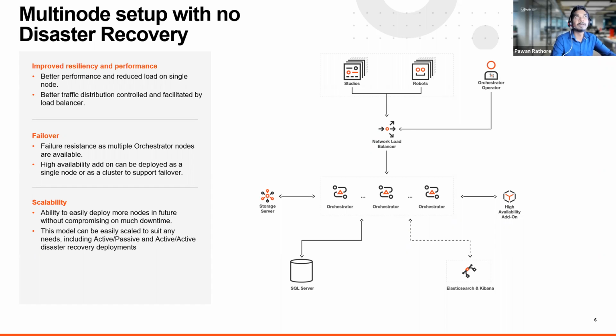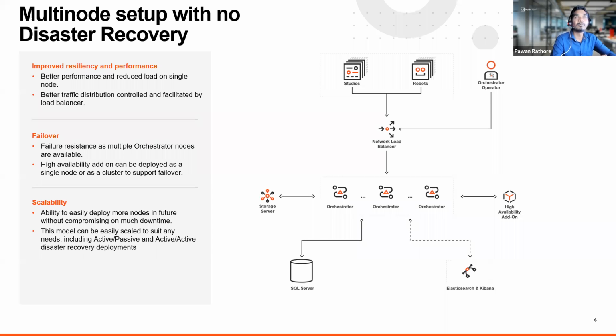So if that happens, the entire orchestrator node will be down, the entire platform will be down, your robots will not be able to connect to the orchestrator, your users will not be able to use the orchestrator as an application. Further, all the schedules will also fail. To overcome those kinds of scenarios, we do have this multi-node setup design.